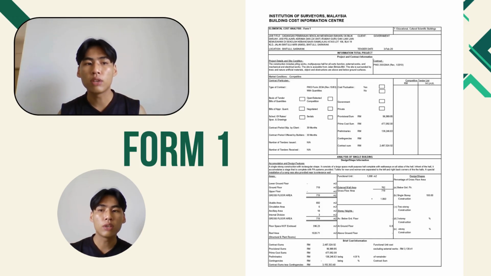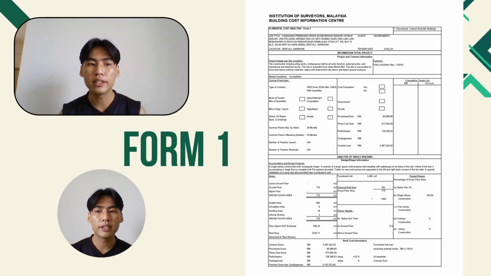Firstly, the project overview, which is cadangan pembinaan sekolah menengah baharu 36 bilik darjah, 460 pelajar asrama dan 24 unit rumah guru. There we start with Form 1. Form 1 involves a new secondary school block, staff facilities for 460 students, 24 units of teacher quarters, plus a multipurpose hall. This project is located at Bintulu, Sarawak, surrounded by trees and natural obstacles, with access via Jalan Bintulu Miri. The client for this project is the government and the tender date was 3 February 2022.